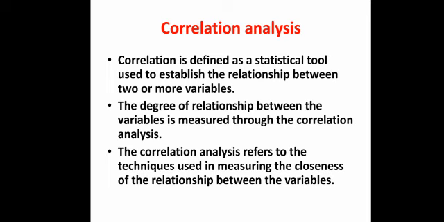The degree of relationship between the variables is measured through correlation analysis. The measure of correlation is called the correlation coefficient or correlation index. Correlation analysis refers to the techniques used in measuring the closeness of the relationship between the variables. So, correlation is defined as a statistical tool used to establish the relationship between two or more variables. Correlation analysis helps us in determining the degree of relationship between two or more variables.